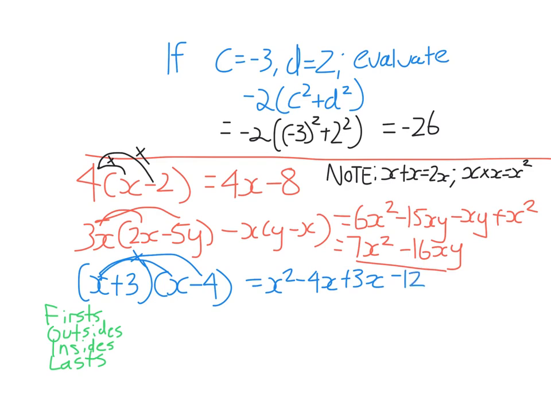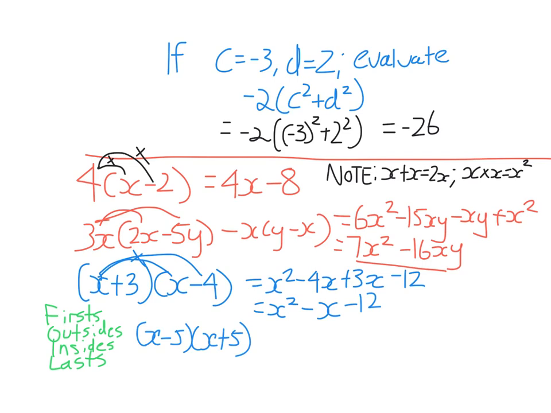So we can simplify this because we have some like terms. X squared and 4x are not like terms because this has 2 x's, this only has 1. Minus 4x and 3x are the like terms, so collecting them, leave the x squared alone. Minus 4 plus 3 is minus 1. You can just write minus x there. And then the minus 12 doesn't have any like terms, so we leave it as it is.